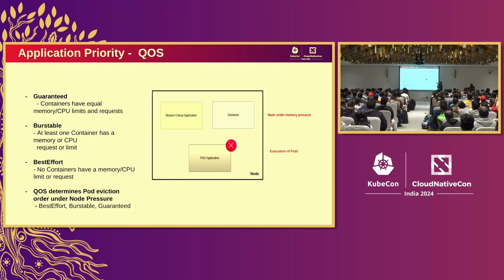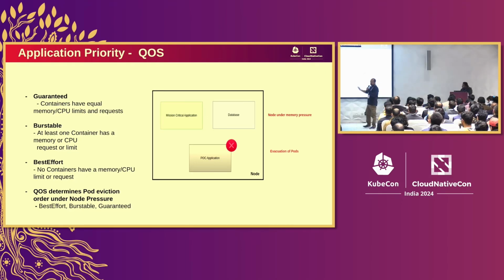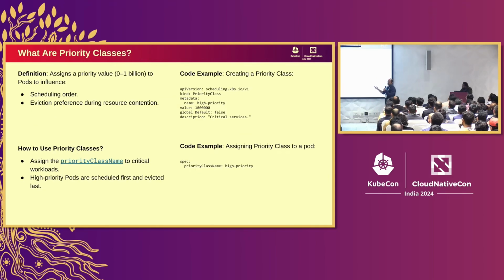So guaranteed ones will be given the highest priority, and in that order only, applications will be evicted. So the best effort pods which don't have any request and limits will be the first one to get evicted. Next is burstable, and after is guaranteed. So next, one of the same things to give a priority to your application is a priority class.